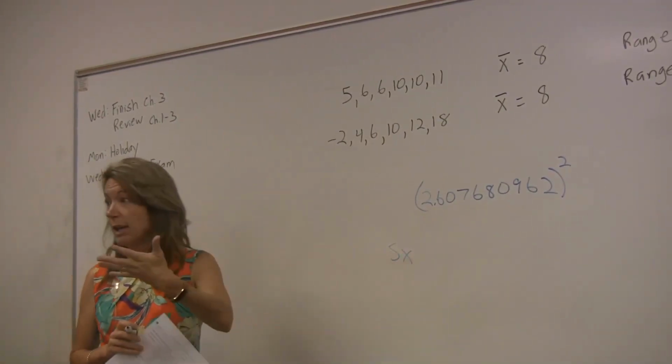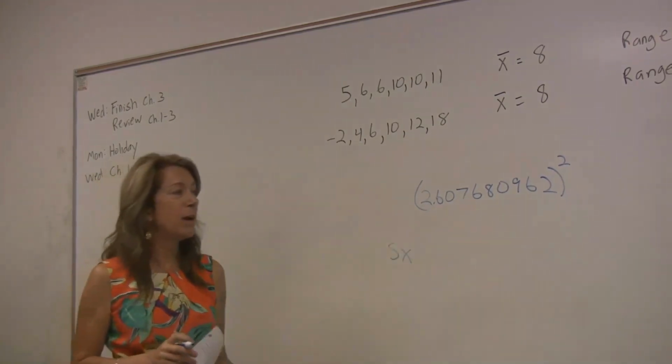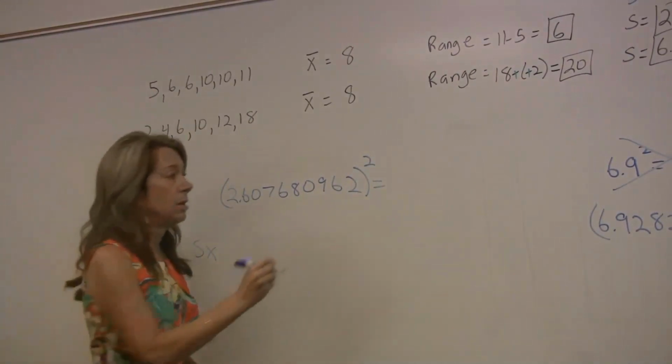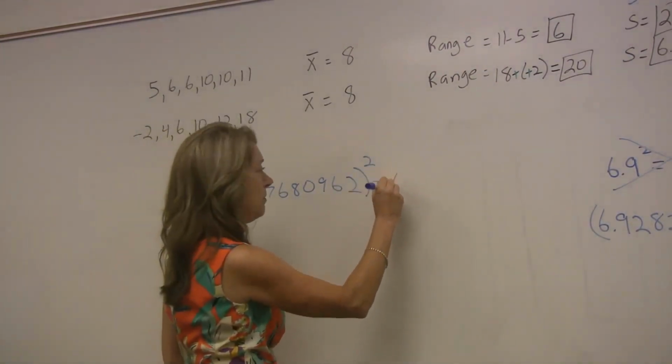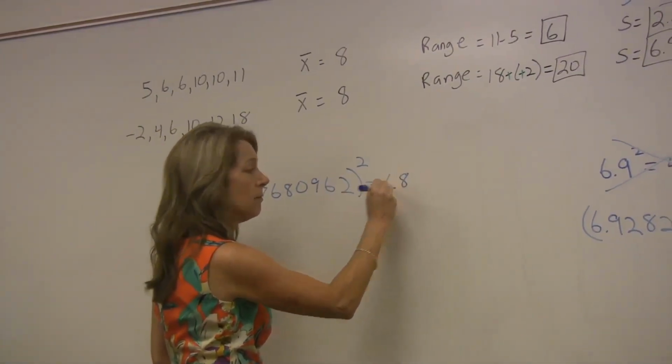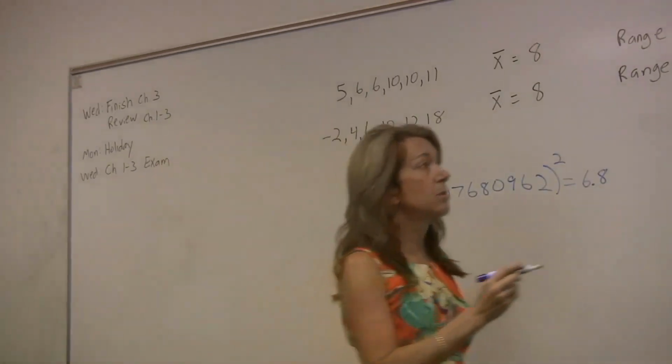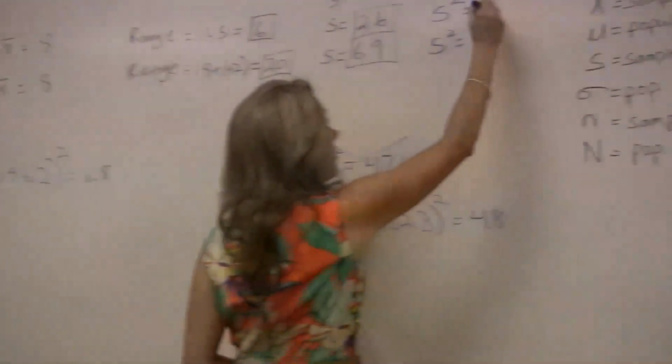It's hard because I don't know what you're looking at, right? And then when I square that, it turns out to be 6.8. 6.8, even. Yep. So my answer here is 6.8.